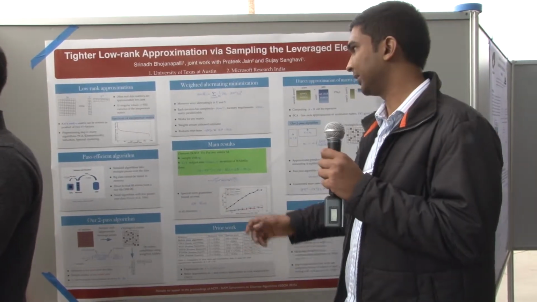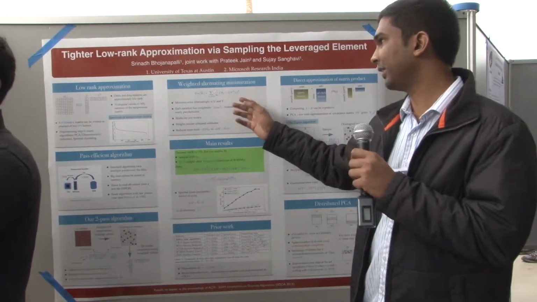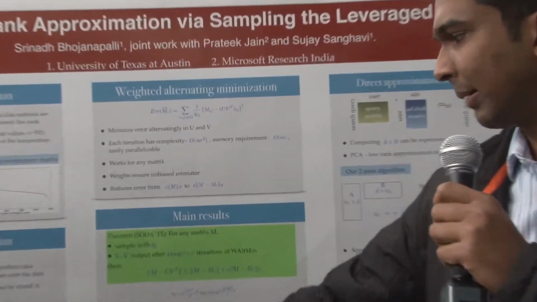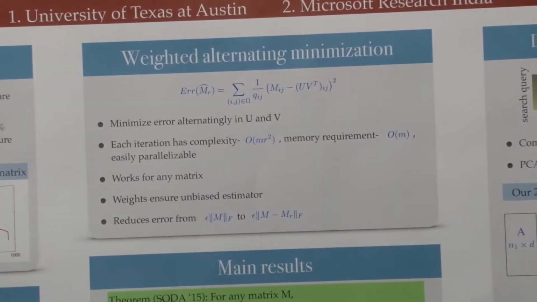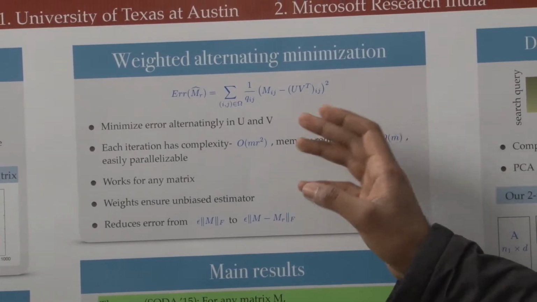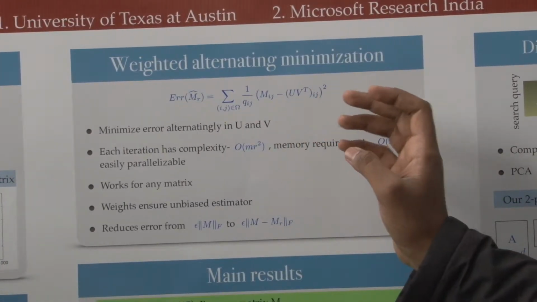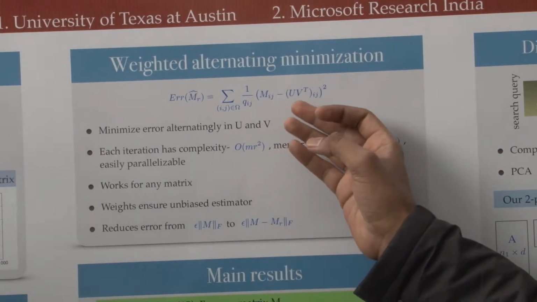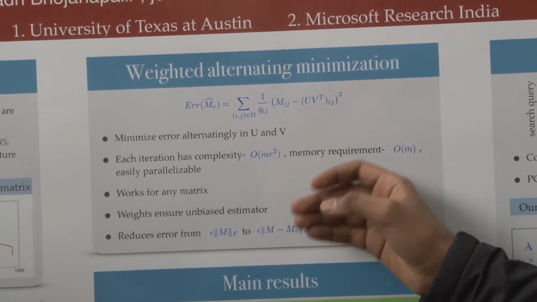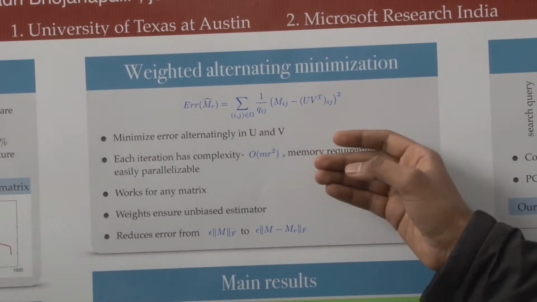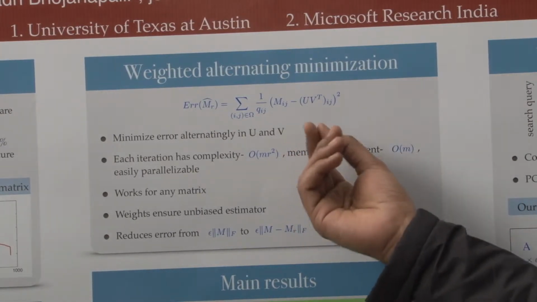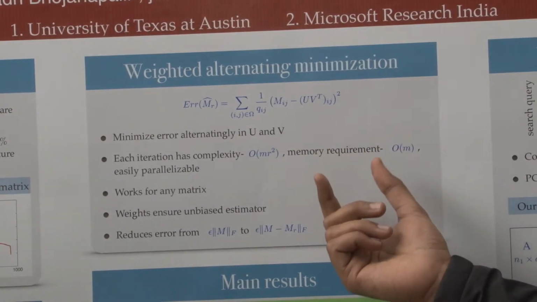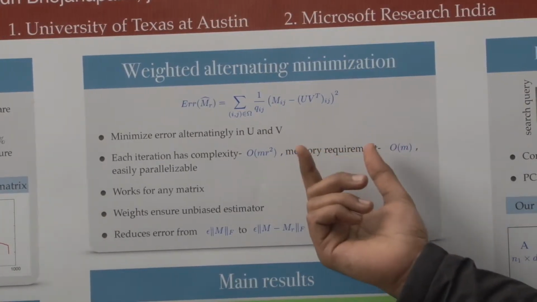The way we do it is as follows. We do what is called weighted matrix completion. We minimize the error over the sampled entries, weighted by the sampling probabilities. The way we minimize is through a method called alternating least squares, where we fix the n by r matrix U and solve for the matrix V, and similarly, we fix the matrix V and solve for the matrix U. Note that these problems are just simple least squares problems, and you can solve them very efficiently.